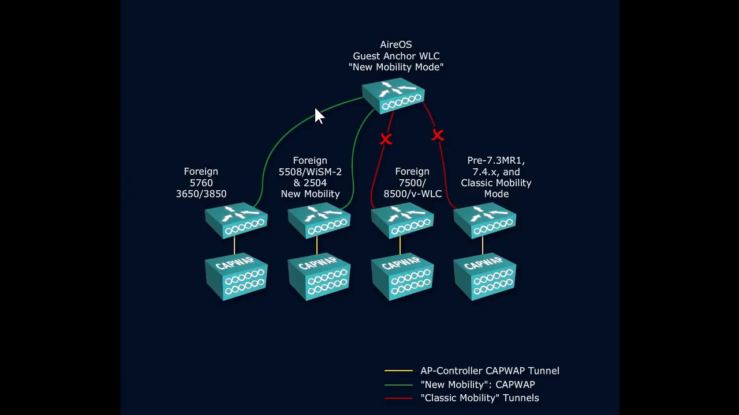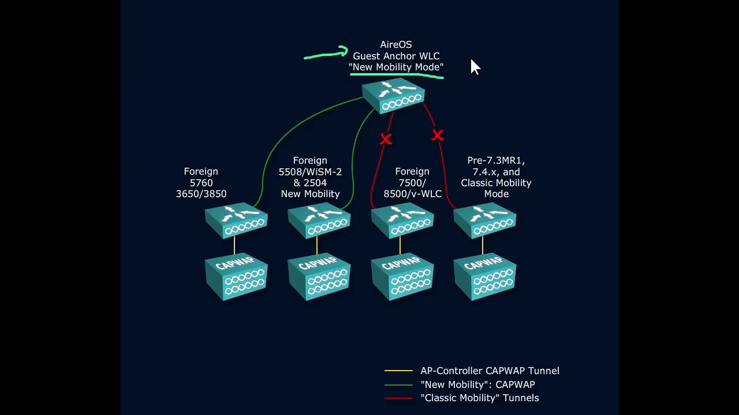Well, we said a 5760 is a great tool to have out there as a guest anchor. I have some AireOS based wireless LAN controllers. Could I run one of them as that guest anchor? And the answer is yes, probably. We have the ability to do that for many of our devices here. So again, we could have a 5508, a 2504, WISM 2. All of those could be configured to run in what's called new mobility mode.